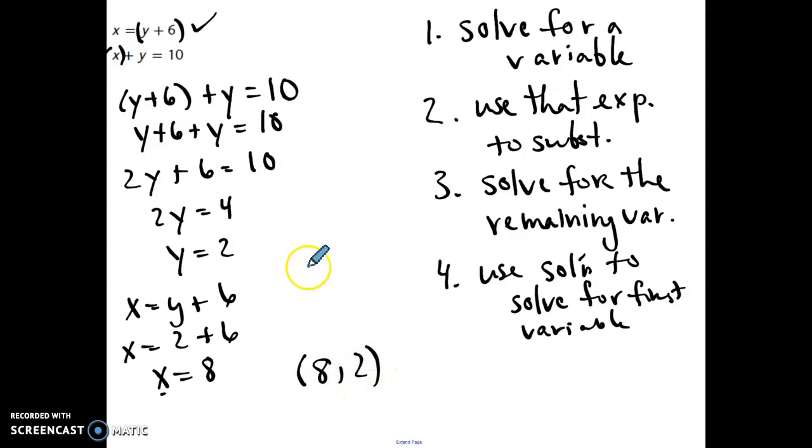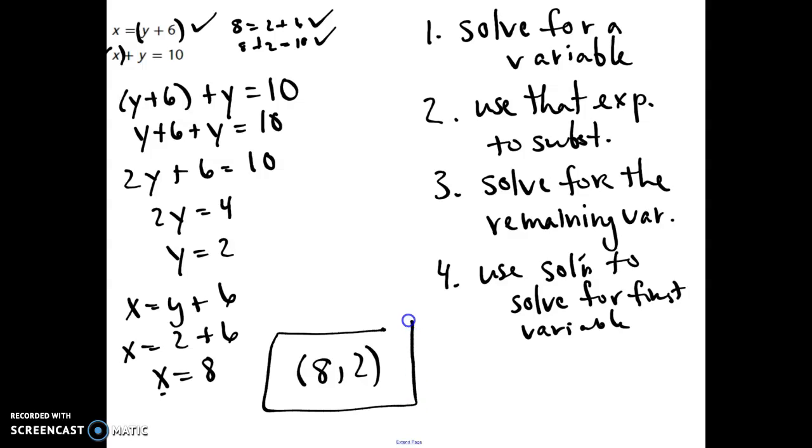To double check it, I could come up and check my expression. 8 equals 2 plus 6. That is indeed true. And the second equation, 8 plus 2 equals 10, also good. So this is a valid solution to this system of linear equations. Following the steps.